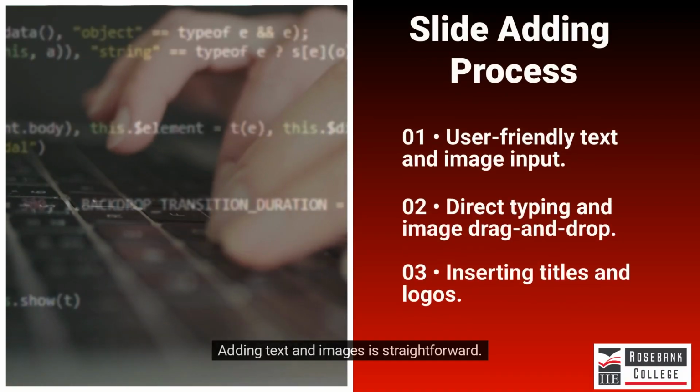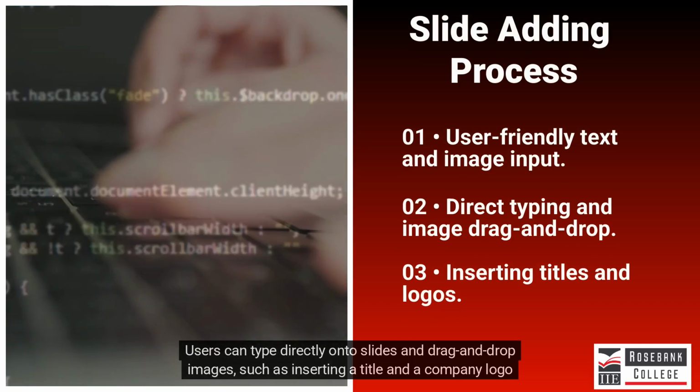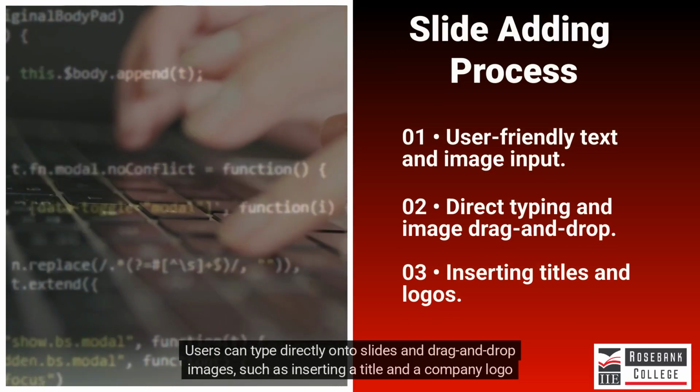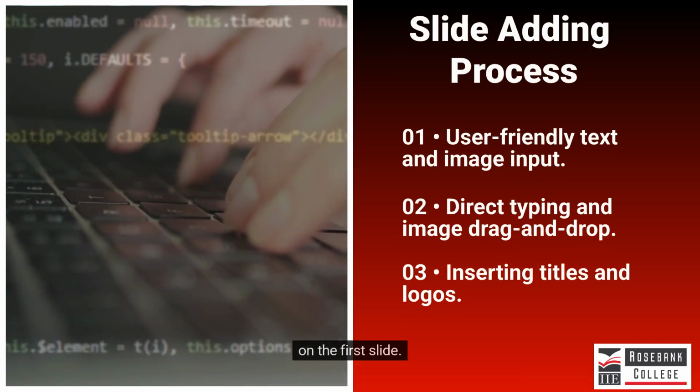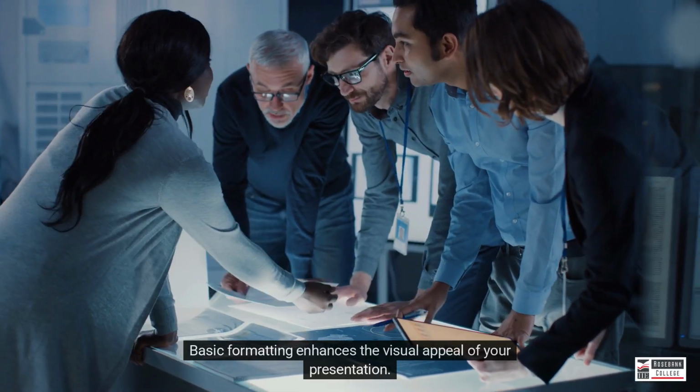Adding text and images is straightforward. Users can type directly onto slides and drag and drop images, such as inserting a title and a company logo on the first slide. Basic formatting enhances the visual appeal of your presentation.